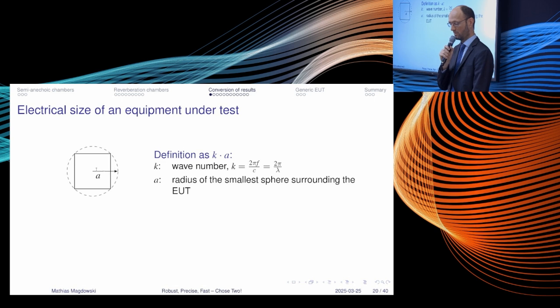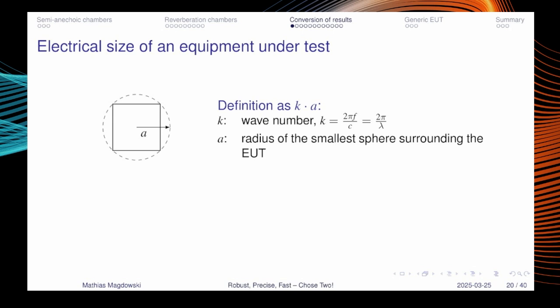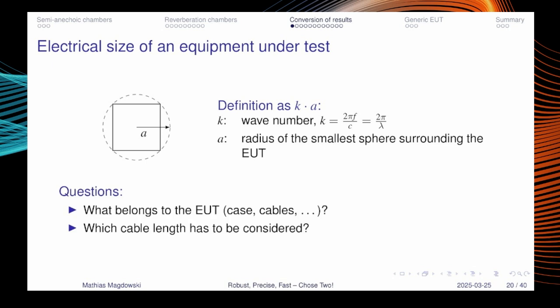So this should be our equipment under test. And let's draw a circle, or in 3 dimensions, a sphere around this. And then k is the wave number and a is the radius of the sphere. And the product of the two is the electrical size of the object. It's a dimensionless quantity. And okay, if there are cables attached to the EUT, do they belong to this? To which length do cables have to be considered?